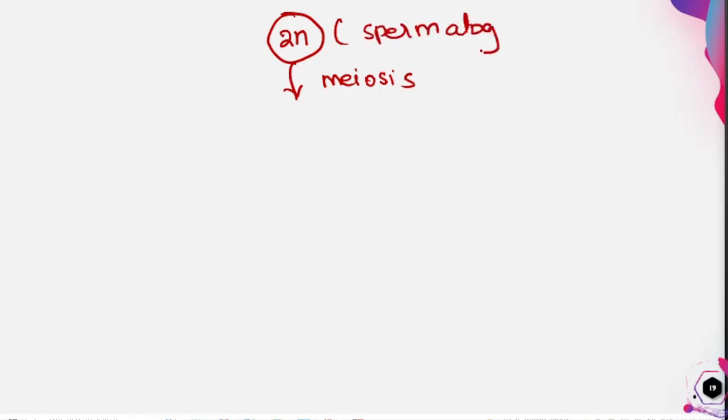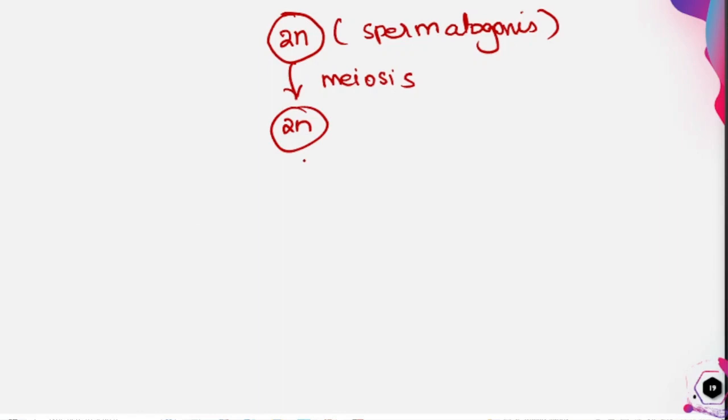You all know humans are diploid organisms, so they have 2n number of chromosomes. Correct? So during the division of the chromosomes, meiosis is occurring here. This 2n cell is also called spermatogonus. Now meiosis is occurring and you are getting 2n number of chromosomes.